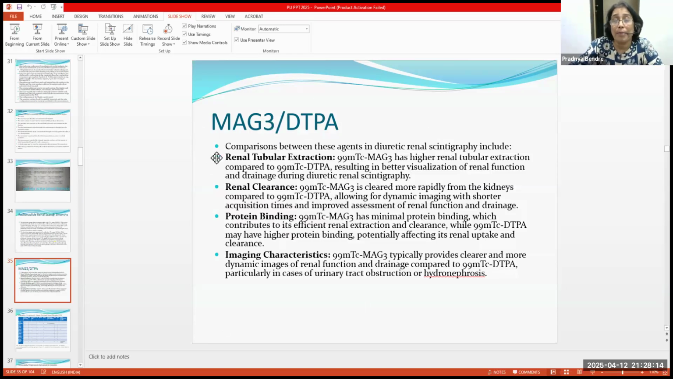But unfortunately, MAG3 is not available in India. Very rarely it is available. The advantage of MAG3 is you can do the scan as early as the third week of life.